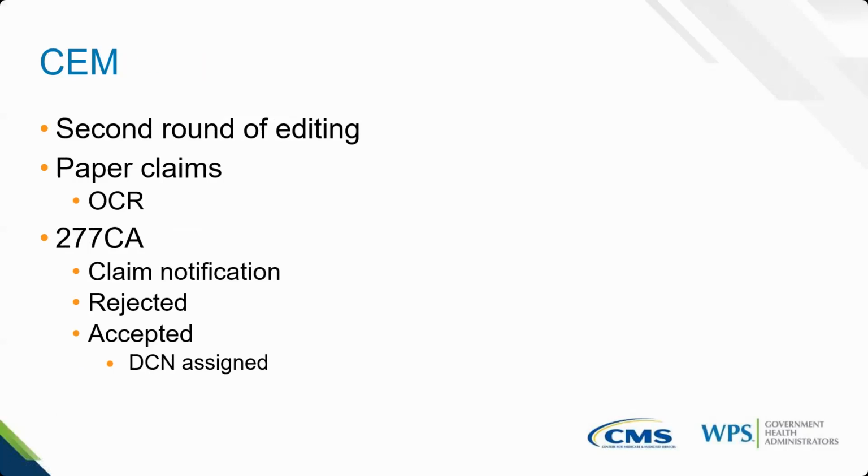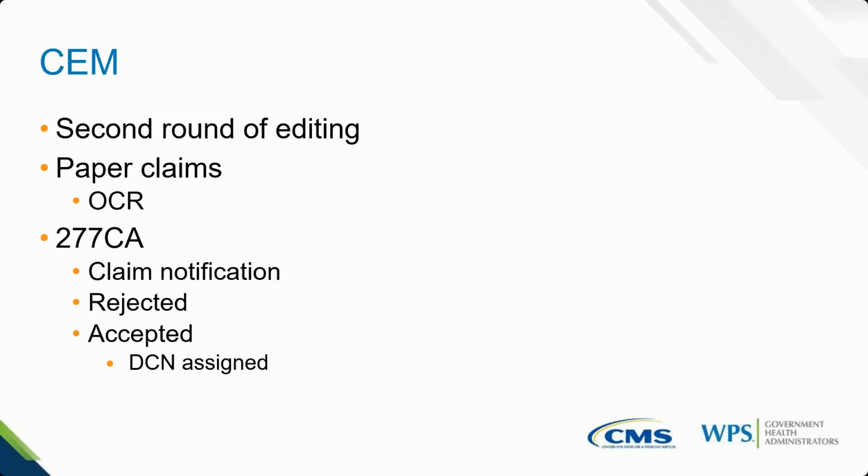The second round of editing occurs in the CEM, or the Common Edit module. The 837I files that have processed through the translator and were either accepted or accepted with errors will then move into the CEM. Now, this is also the place where OCR files get loaded. Like the translator, the CEM will also send a notification, but this time it is a claim level notification.